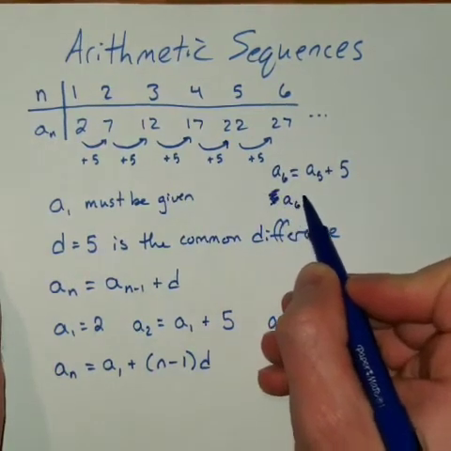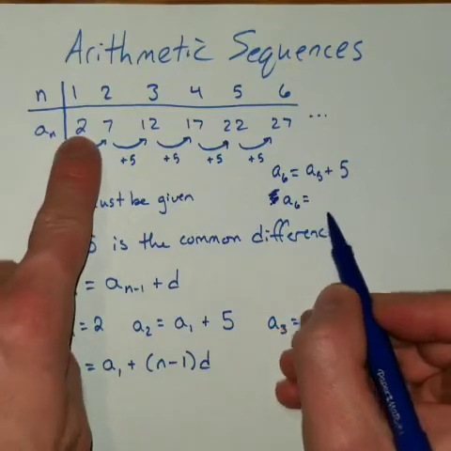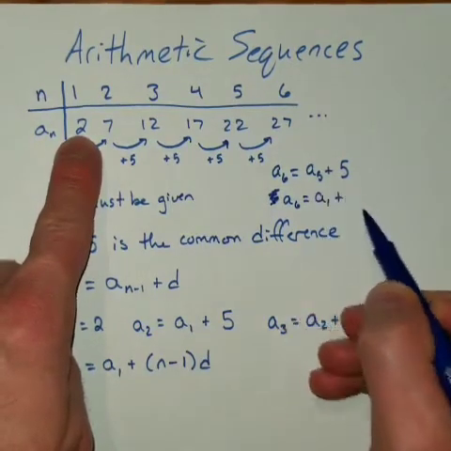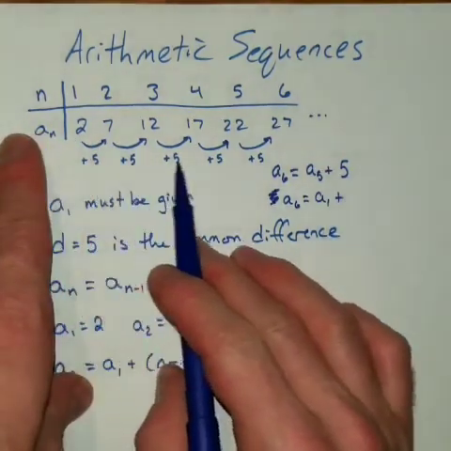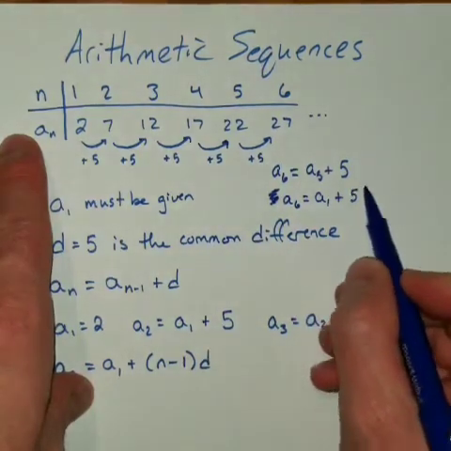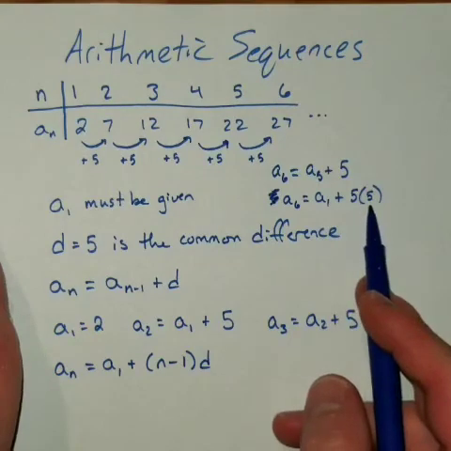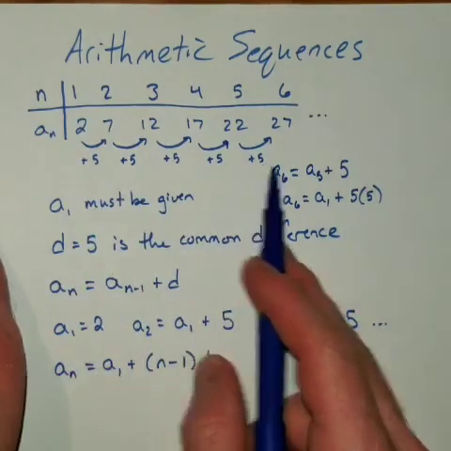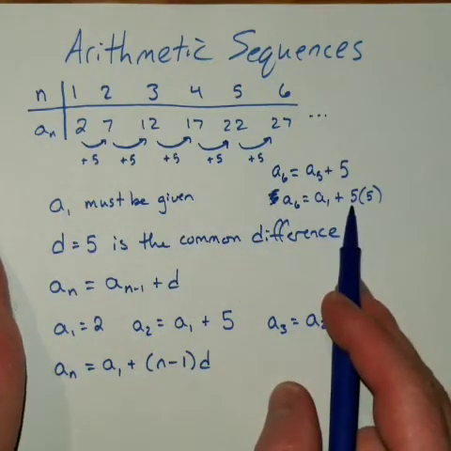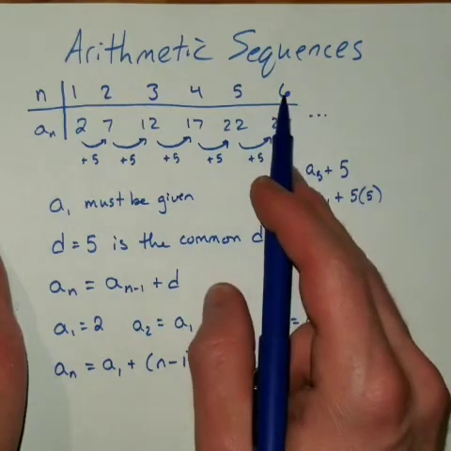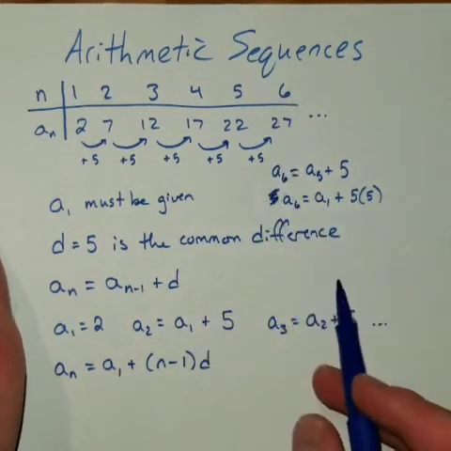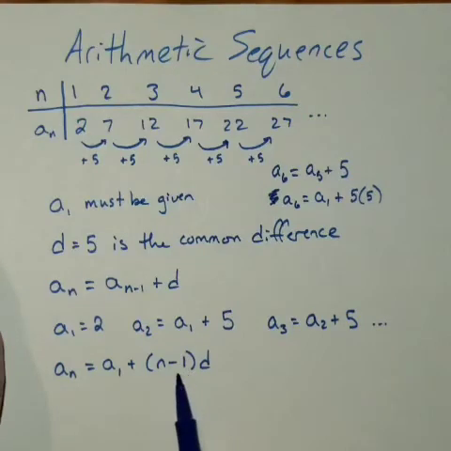a sub 6 equals the first term plus how many 5s? 1, 2, 3, 4, 5 5s. Right? So it's the first term plus 5 5s. The number of 5s, the number of d's, is always going to be one less than the n value. So that's where the n minus 1 comes in.